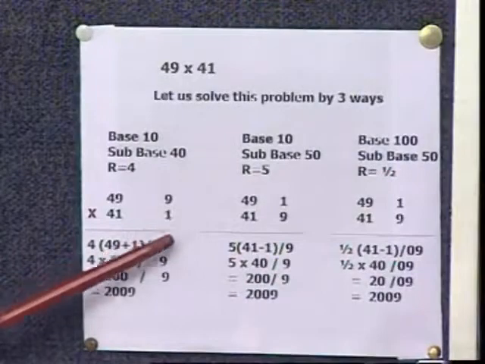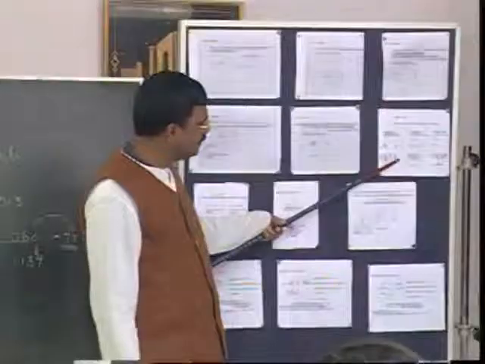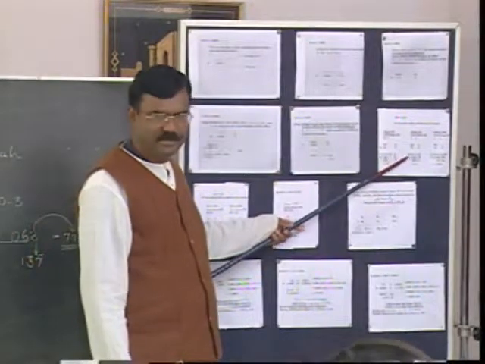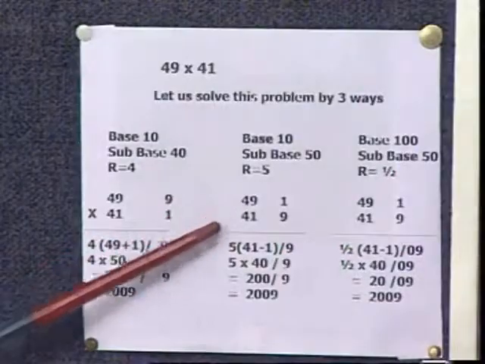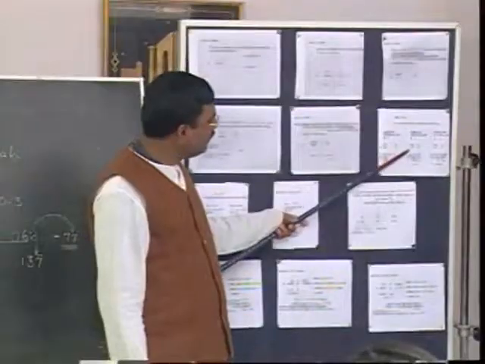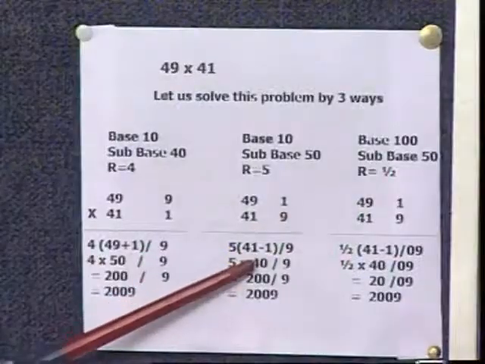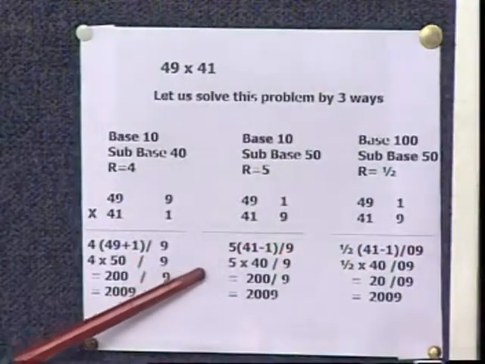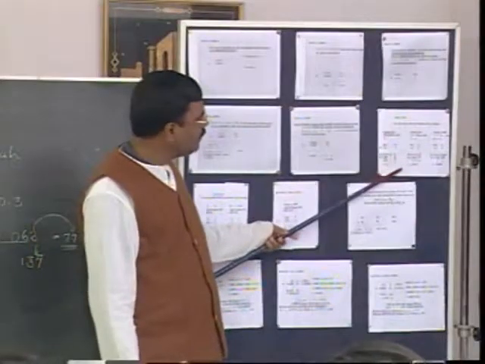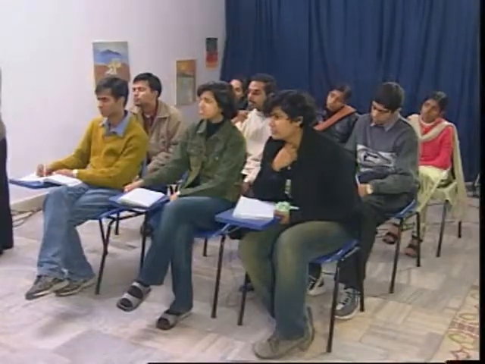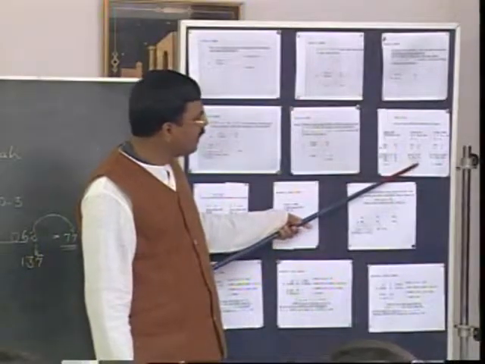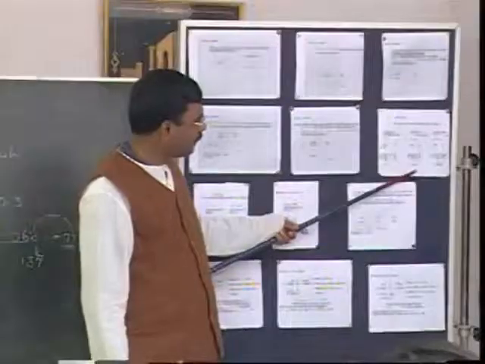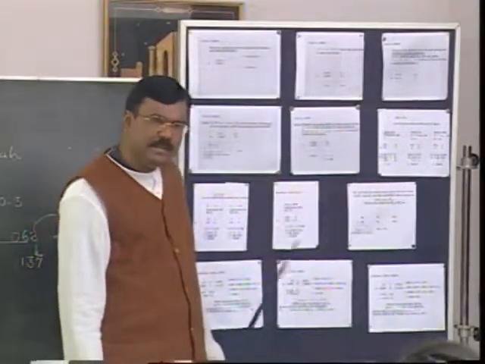Now you want to get the left part of your answer. When you are subtracting, you select the smaller number in the given figure. Instead of 49, you select 41. 41 minus 1, you will get 40. The ratio is 5. Multiply the 40 into the 5 ratio. How much will you get? 200. That means left part is 200, right part is 9. The value becomes 2009.